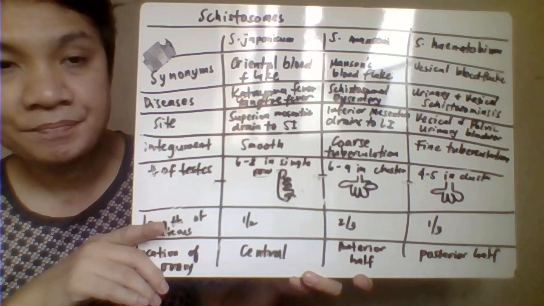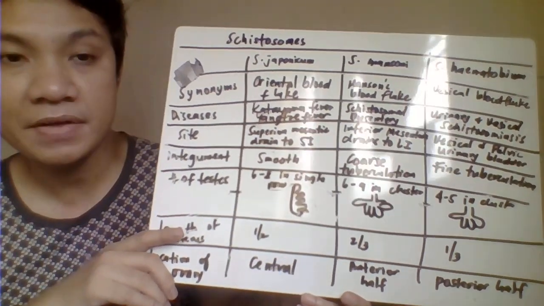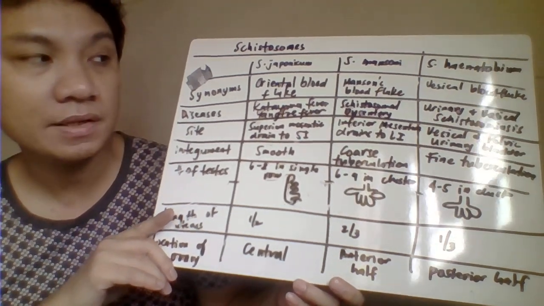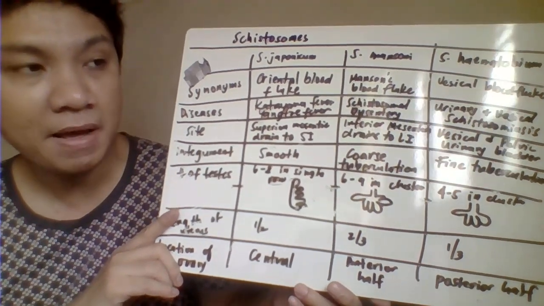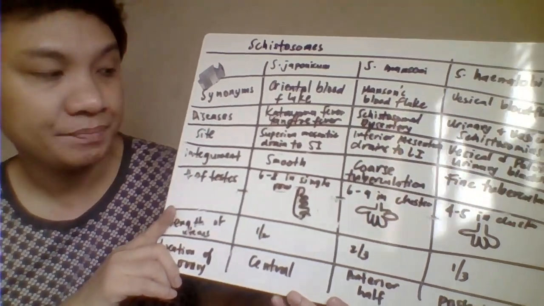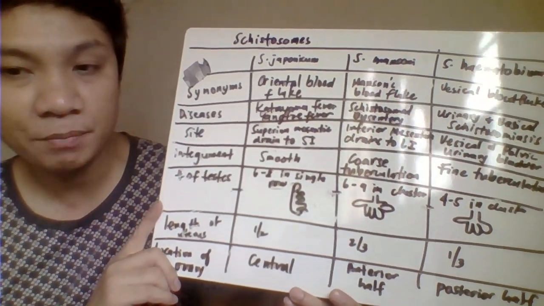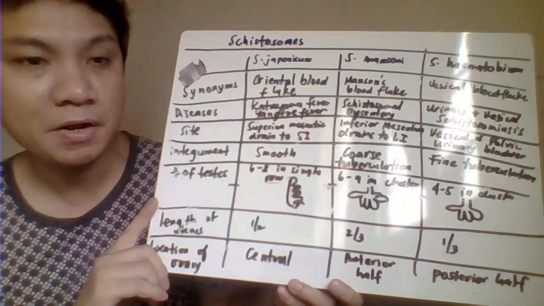For the disease, again, Japonicum causes Katayama fever. We also have Yangtze fever. For Mansoni, it causes schistosomal dysentery. For Haematobium, it causes vesical and pelvic urinary schistosomiasis.